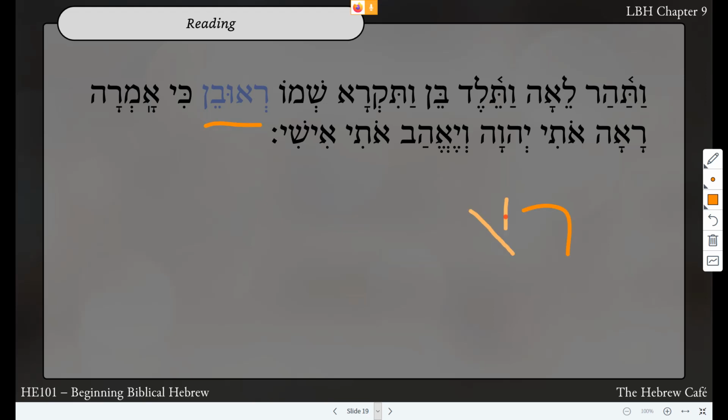Reuven is from the root for seeing, Ra'a and ben. Like they saw a son. So, ki amra, because she said, Ra'a oti Adonai, the Lord saw me. The Lord has seen me. Vayehav oti ishi, and my husband has loved me. The word for me is oti. Ra'a oti Adonai, the Lord has seen me. Vayehav oti ishi. My husband has loved me. Okay, next.